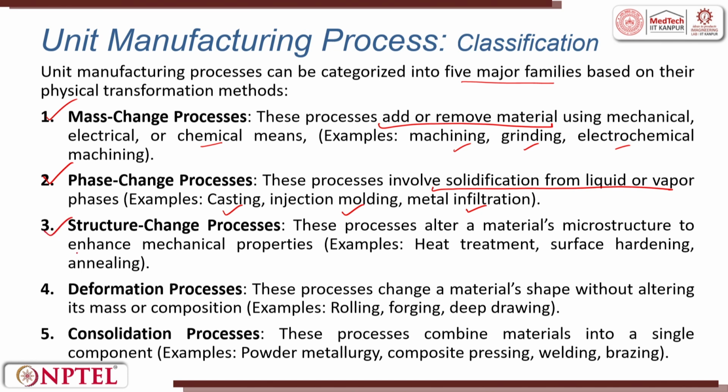Then comes structure change processes. When we alter the microstructure, that is the heat treatment processes when we talk about, those come under the structure change processes. These processes alter material microstructure to enhance mechanical properties. For example, heat treatment, surface hardening, annealing, etc. Then comes deformation processes. As I have talked about, metal deformation happens. Here we have material shape change without altering its mass or composition, that is rolling, forging, deep drawing, etc. Then comes consolidation processes. These processes combine materials into a single component, for example, powder metallurgy, composite pressing, welding, brazing.